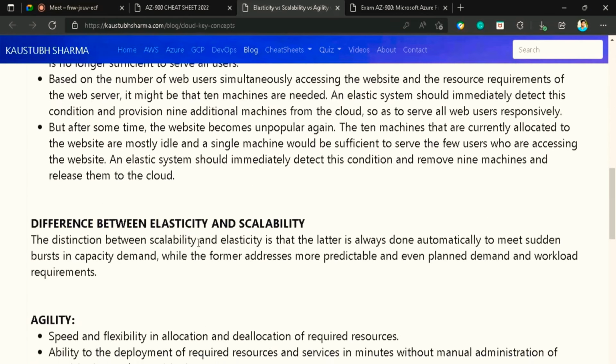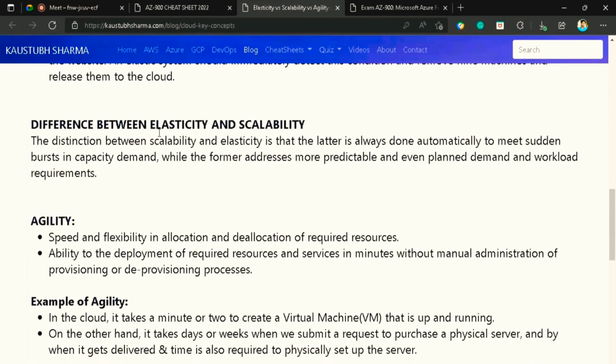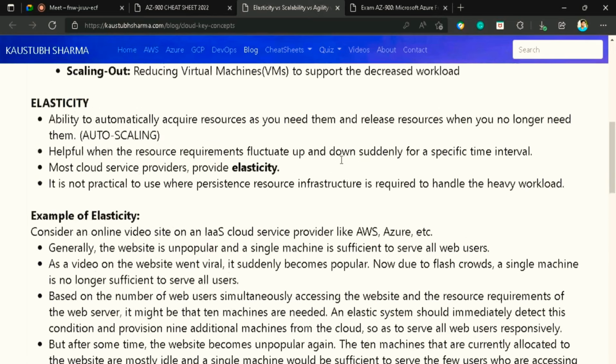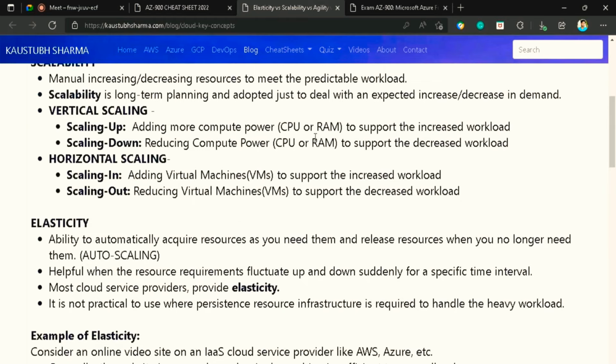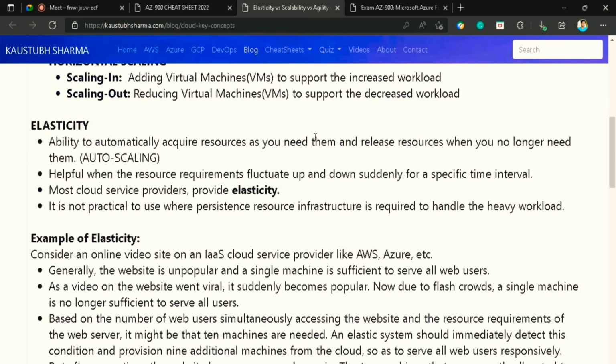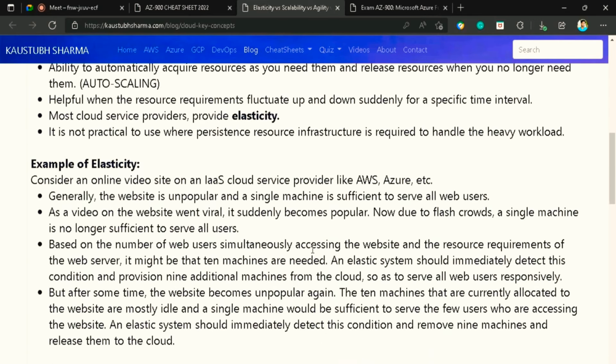Now let's see the difference between them. As I already told, elasticity is always done automatically to meet a sudden burst, and scalability is for predictable and planned work. Planned work means we already know that we are going to upload a high computing power application, and we require more compute power. For that we have to do it manually, and for that I need my system to be scalable enough.